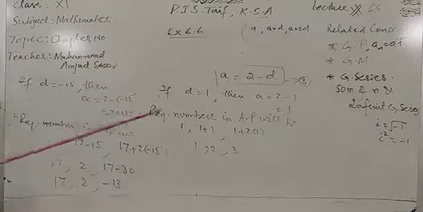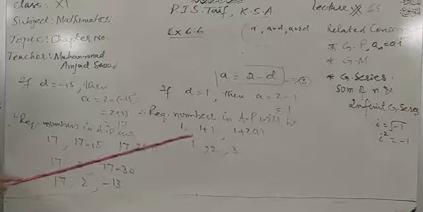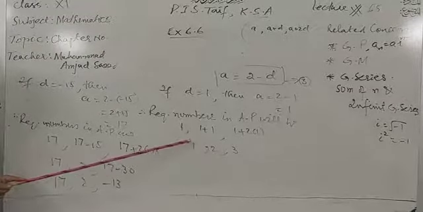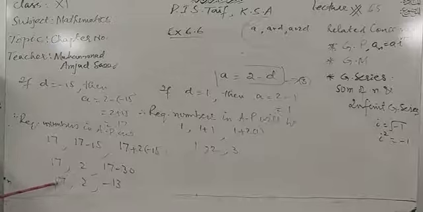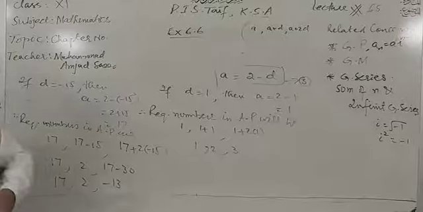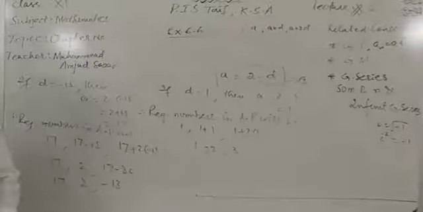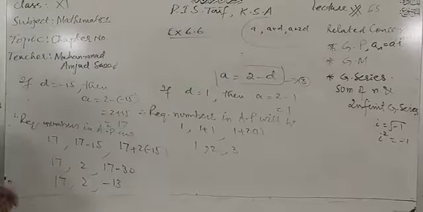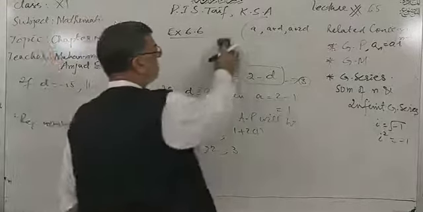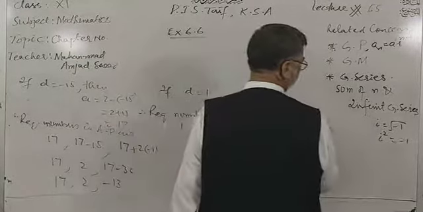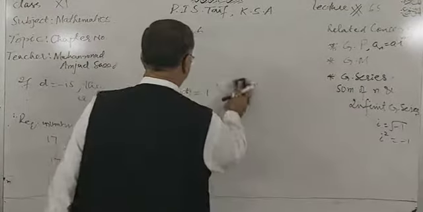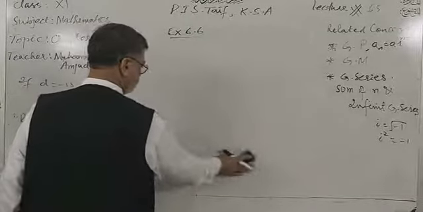If you want to check that they are correct, common difference is second minus first, 2 minus 1 is 1, 3 minus 2 is 1. Common difference is same. Here, 2 minus 17 is minus 15, minus 30 minus 2 is minus 15. Dear students, these are the correct answers in three consecutive arithmetic progression numbers. And with that one, we have completed our exercise 6.6.